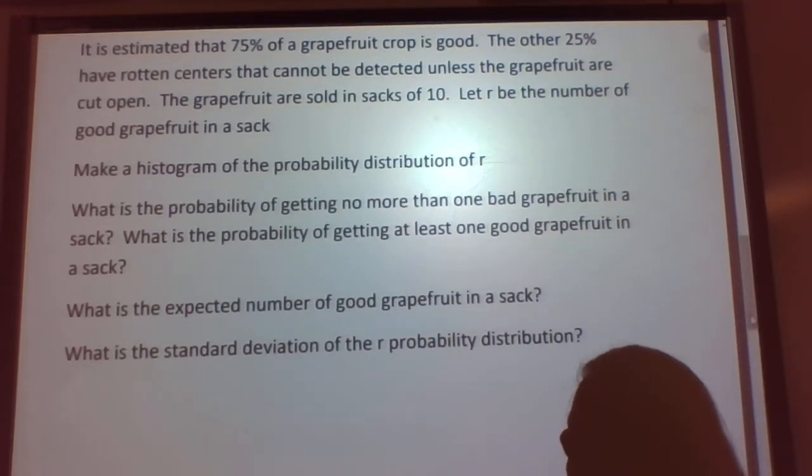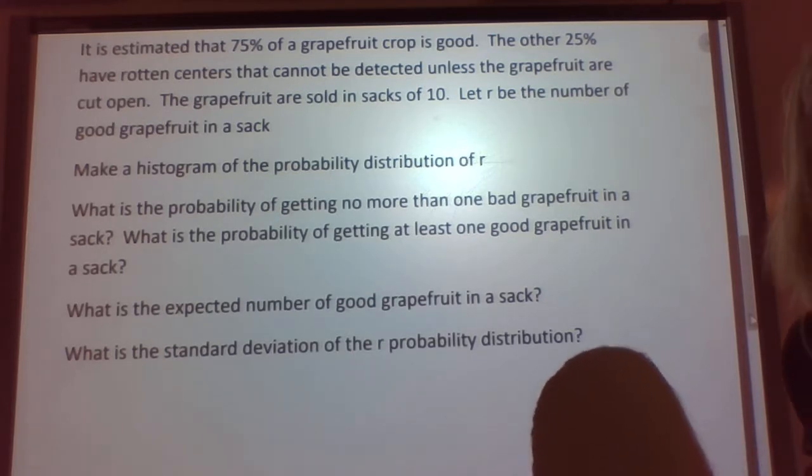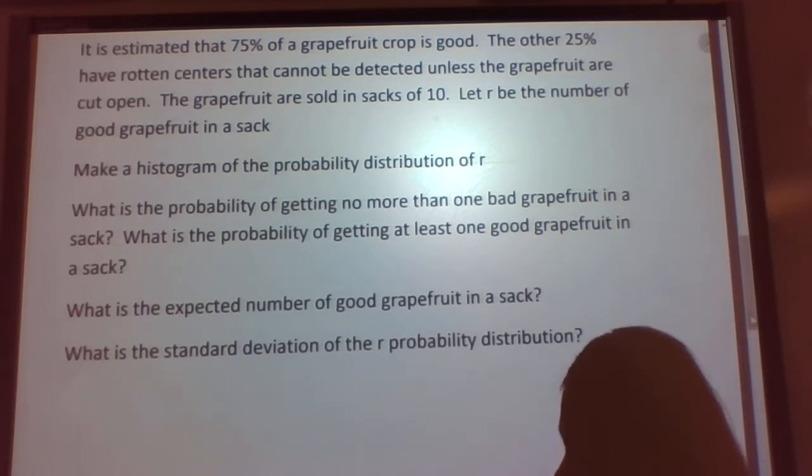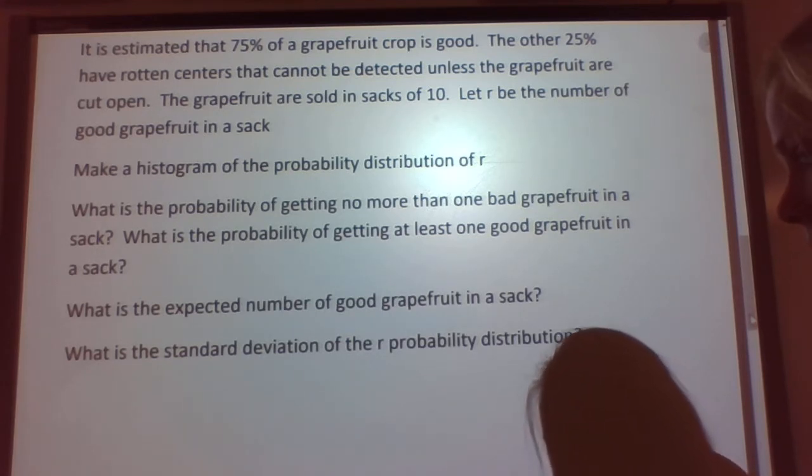It is estimated that 75% of a grapefruit crop is good. The other 25% have rotten centers and cannot be detected unless the grapefruit are cut open. Anyone that eats bags of oranges or apples or grapefruit knows this, right? You cut into it and you don't know till you cut into it that it's a bad one, okay? So make a histogram of the probability distribution for R. Okay, so let's do that first.